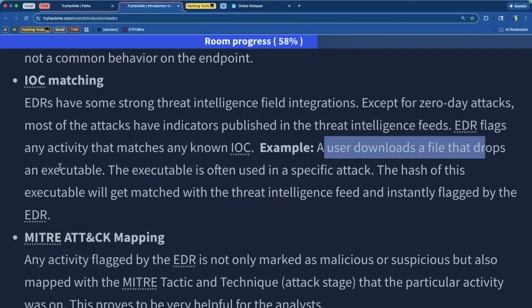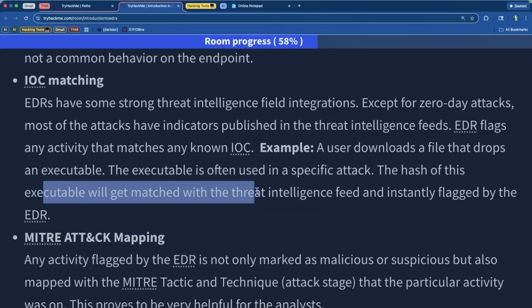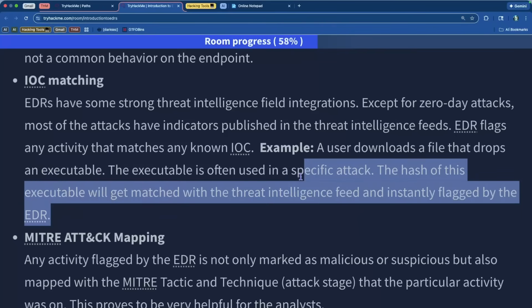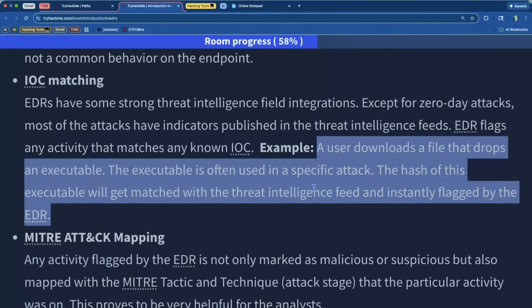So a user downloads a file that drops an executable, and that executable is often used in a specific attack. The hash of this executable will be matched with the threat intelligence feed and instantly flagged by the EDR. That's kind of the whole process. The hash or signature of that executable can exist inside of an antivirus, but in the series of activities that have taken place, it may not necessarily trigger anything inside of the antivirus, which is why we need the full scope, which is why threat intelligence feeds and the hash values of those payloads and executables are so important.